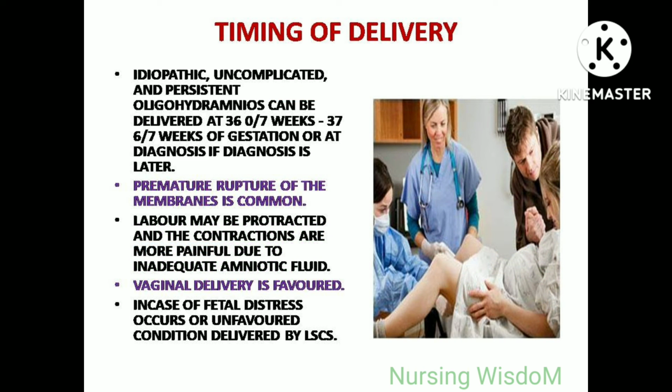Timing of delivery. Idiopathic, uncomplicated and persistent oligohydramnios can be delivered at 36 0/7 weeks to 37 6/7 weeks of gestation, or at diagnosis if diagnosis is later. Premature rupture of the membrane is common. Labor may be protracted and the contractions are more painful due to inadequate amniotic fluid. Vaginal delivery is favored. In case fetal distress occurs or unfavorable condition, delivery is by LSCS.